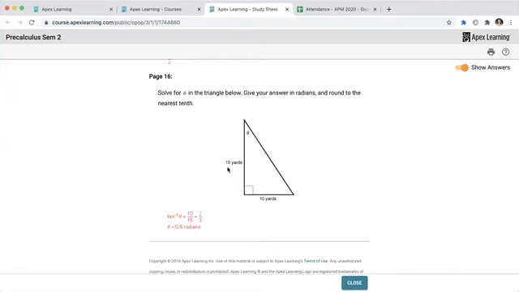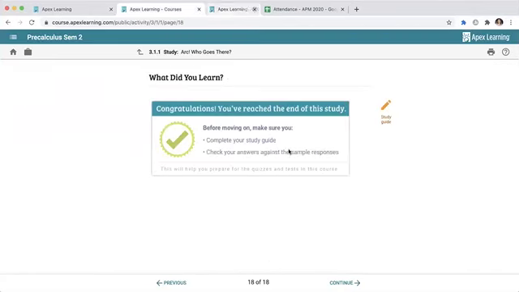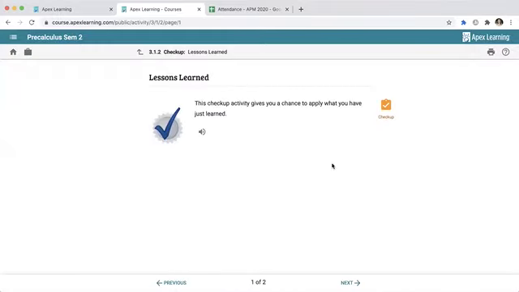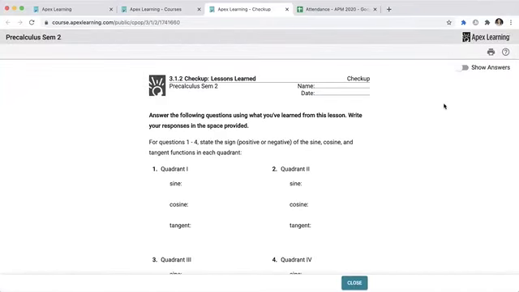Okay. All right, awesome. So this is our study sheet here. And then finally, our checkup. All right, again, I really highly suggest that you do the checkup on this one so you can check yourself, because again, I know that this gets really confusing really quickly.